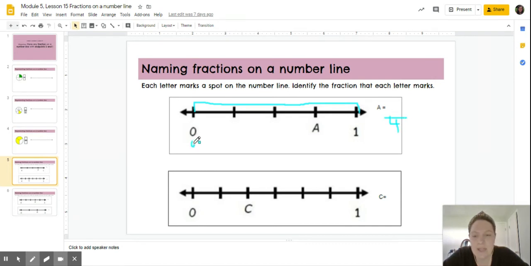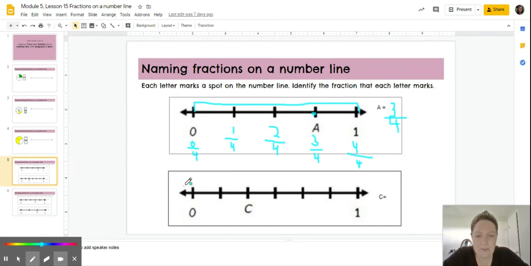Okay, so let me rename these points: 0/4, 1/4, 2/4, 3/4, 4/4. Okay, where is A? It's at 3/4. So A represents 3/4.